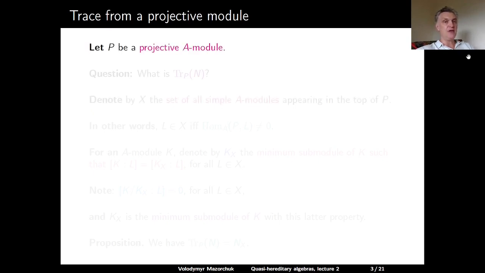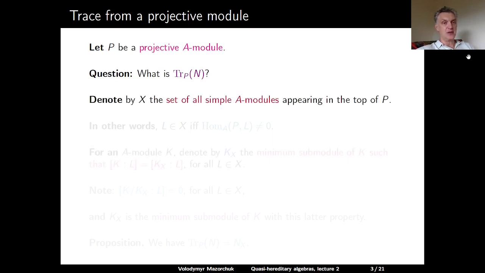So let P be a projective A module. The question which we want to answer is what is the trace of this projective module P in some module N. In order to answer this question, let us denote by X the set of all simple A modules which appear in the top of the module P. In other words, a simple module L belongs to X if and only if the space of A homomorphisms from P to L is non-zero.